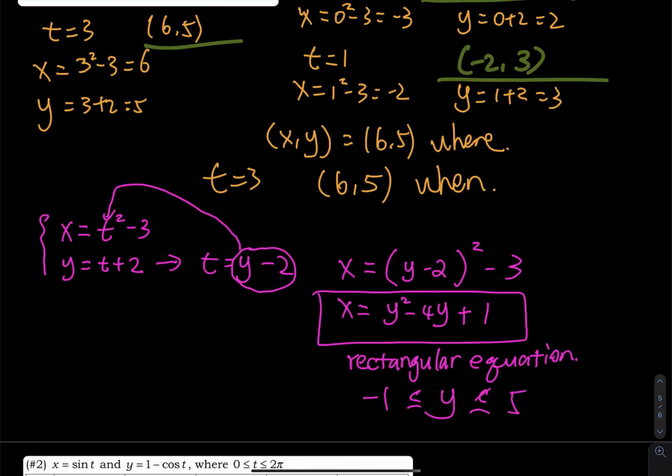What does the graph look like? Do you still remember the graph of y equals x squared? I should use another color because that is like a side note, so let's use white. So we have y equals x squared. This is a parabola, right?